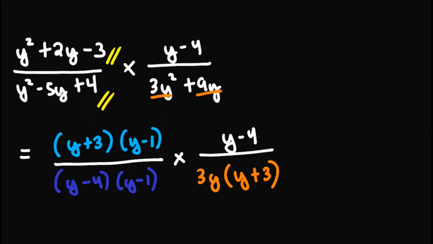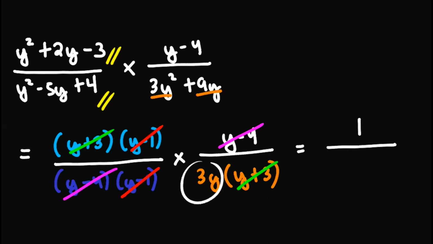And now we can cancel. So first, we have a y plus 3 factor out here, we have a y minus 1 factor out here, and we have a y minus 4 factor out. So in the numerator, we are left with only 1, since every factor was cancelled. And in the denominator, we are only left with this one. Oops, 3, 1. So that is the final answer for this problem.